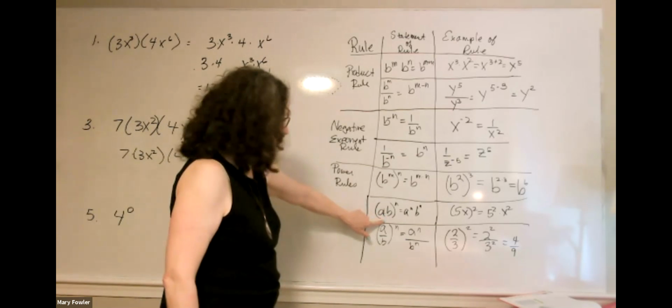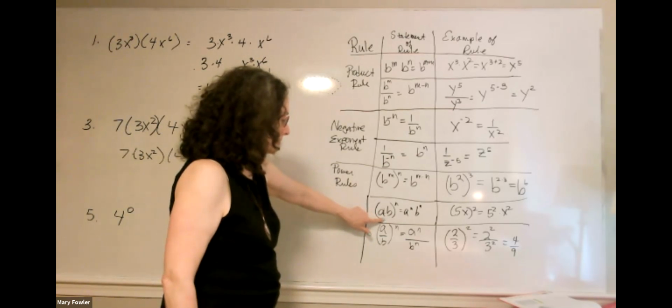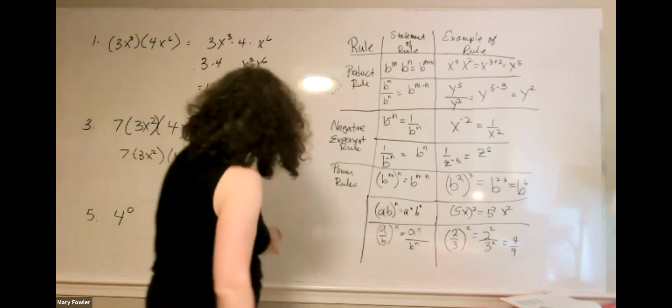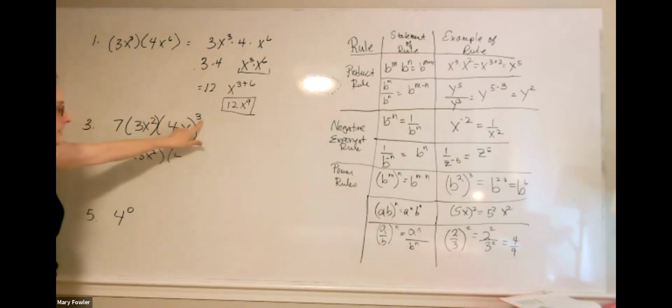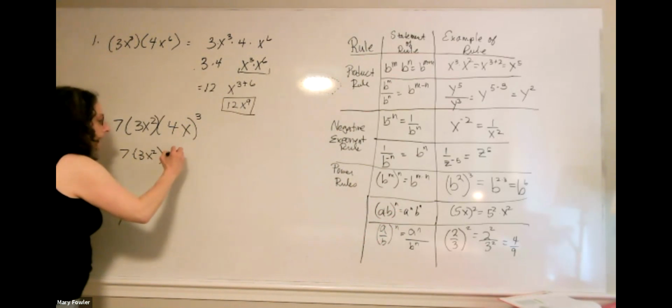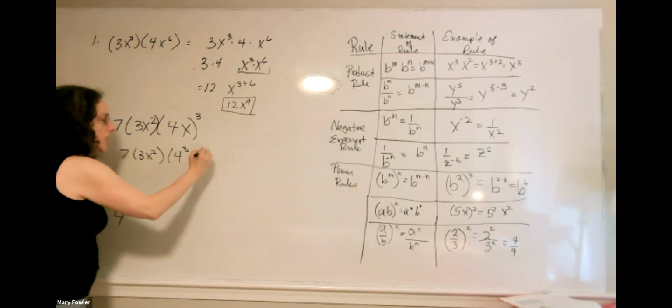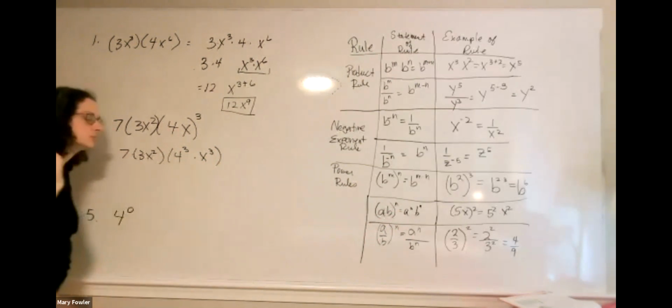Okay, and this is part of this power rule here. It says I can take each factor on the inside and raise it to that power. So 4x raised to the 3rd power, I can say is 4 to the 3rd times x to the 3rd.